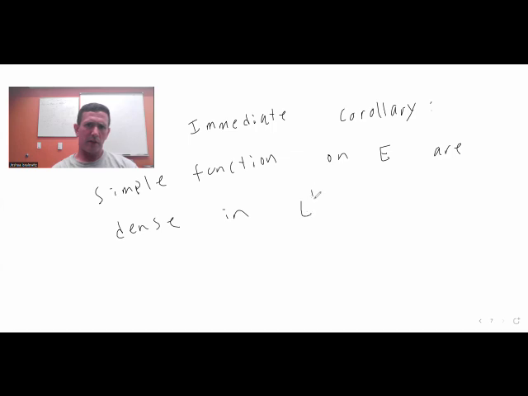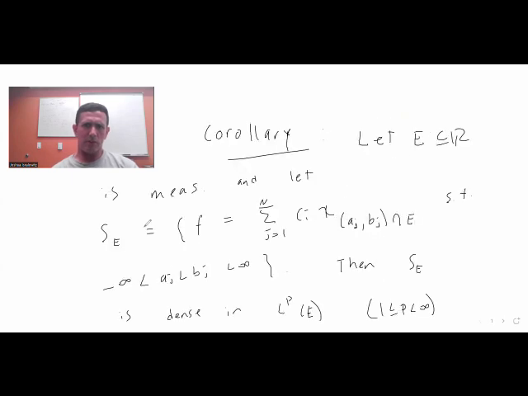An immediate corollary is as follows. The corollary is absolutely immediate. Simple functions on E are dense in LP of E. And well, that just follows. This is a subset of simple functions on E. It's a finite linear combination of characteristic functions of measurable sets.